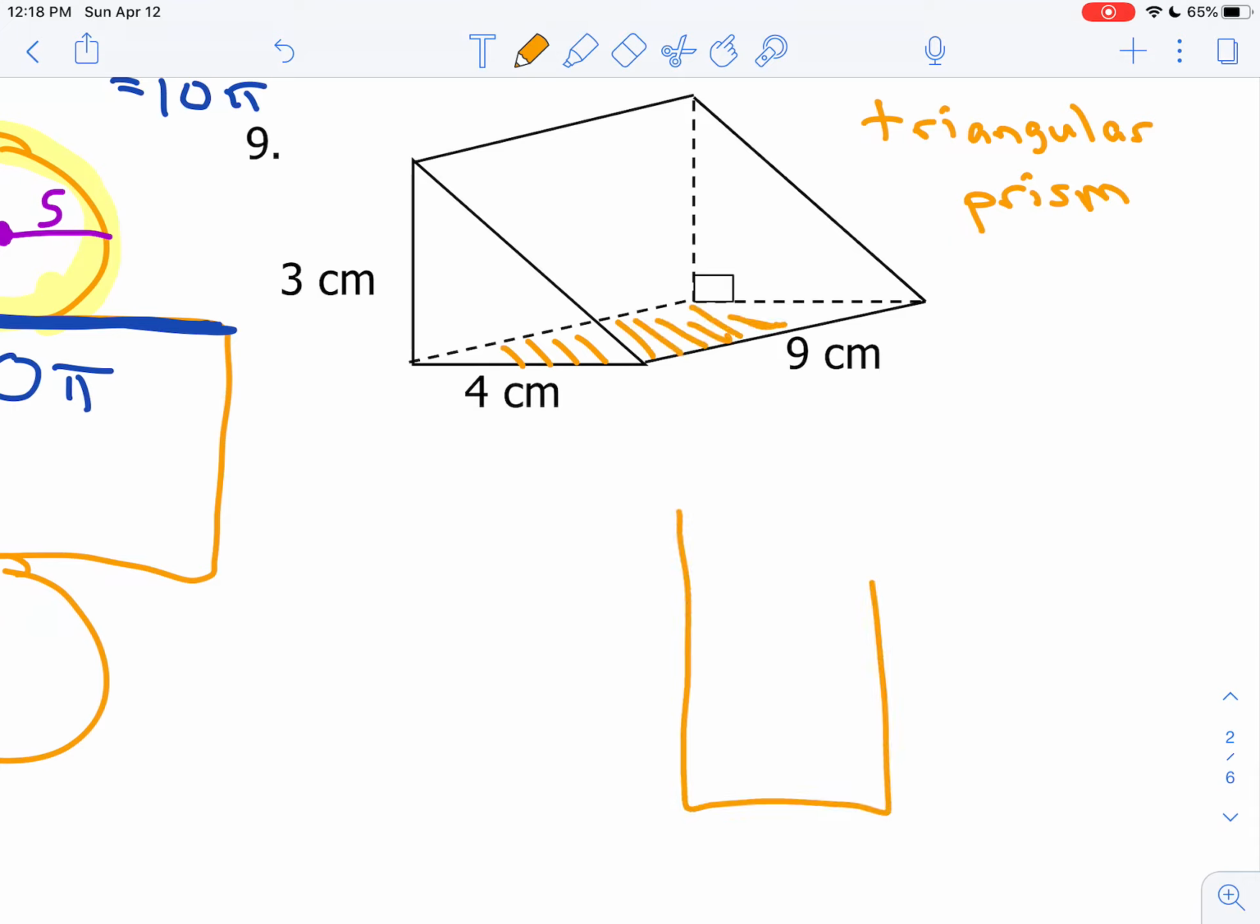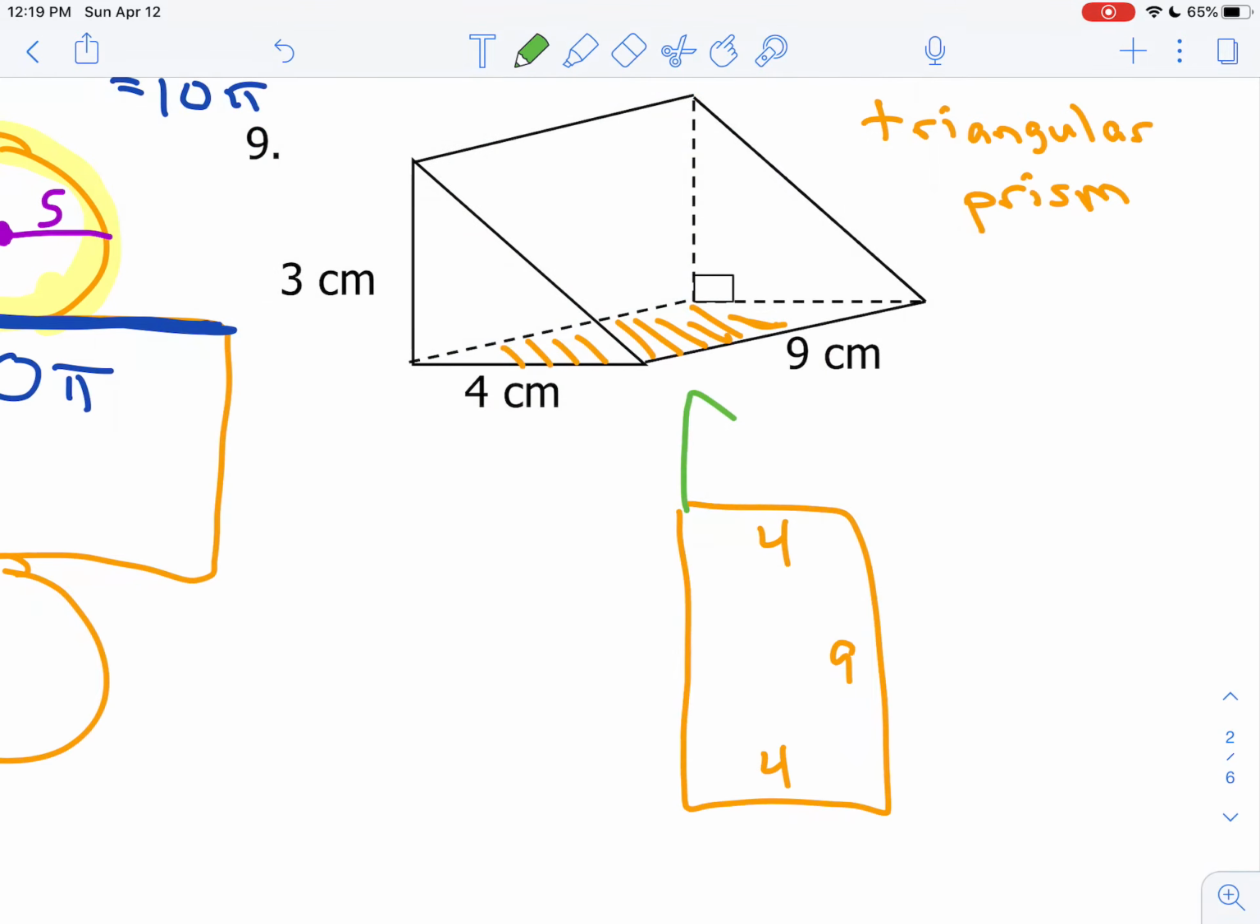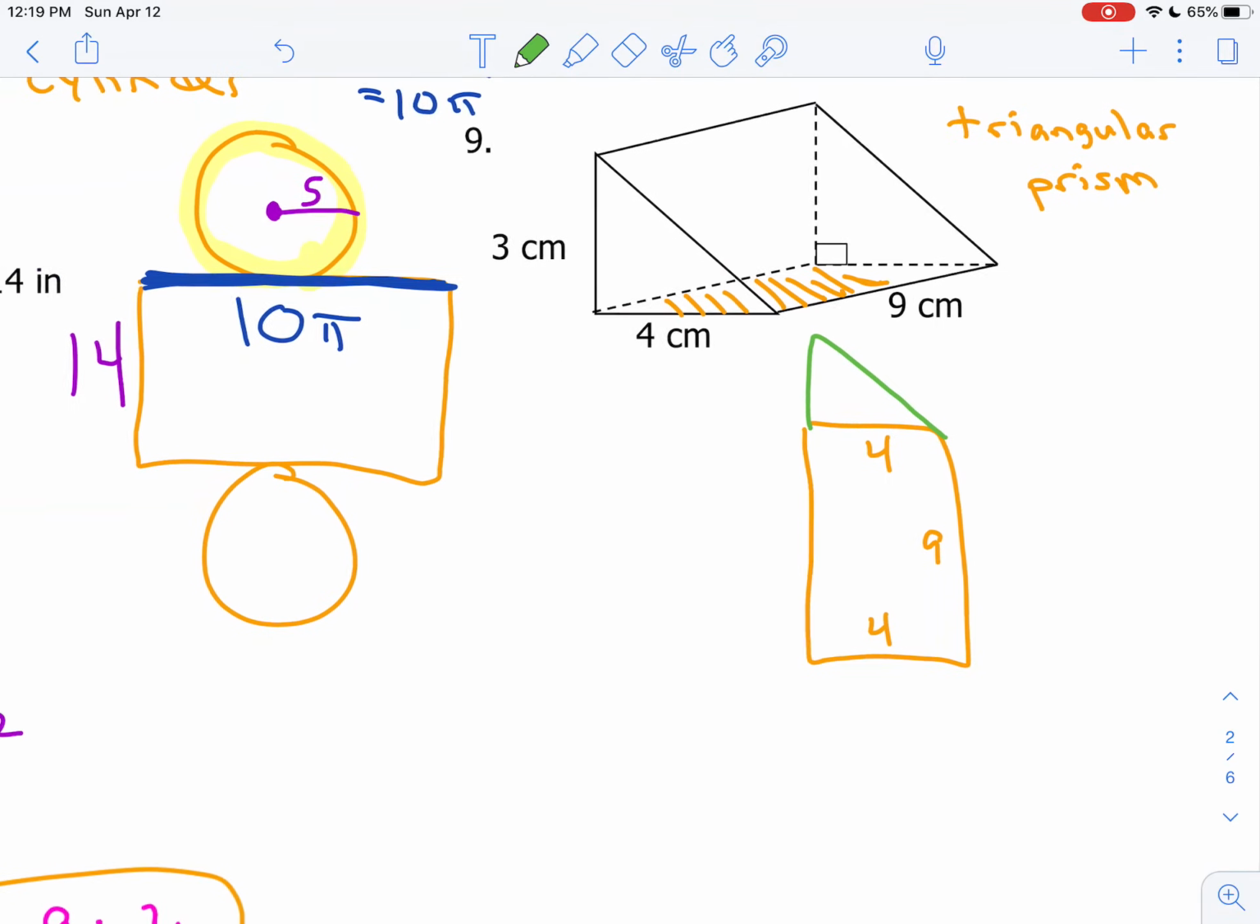So the first thing that I'm going to do is draw the 4 by 9 rectangle. And then that's my 4. Next thing I'm going to do is peel it down, and then there's a triangle. Do I have room? Maybe. There's a triangle. So there's the 3 from the picture. That's nice.